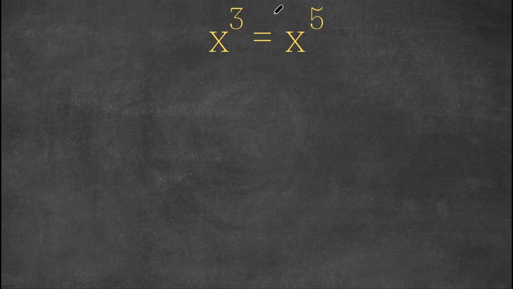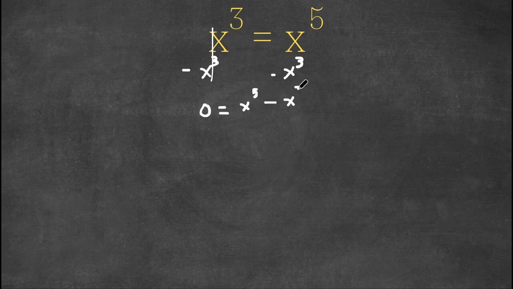x to the power of 3 equals x to the power of 5. So what we're first going to do is subtract x to the power of 3 on both sides. For this side, x to the power of 3 minus x to the power of 3, these two just cancel out, so we get 0 equals x to the power of 5 minus x to the power of 3.